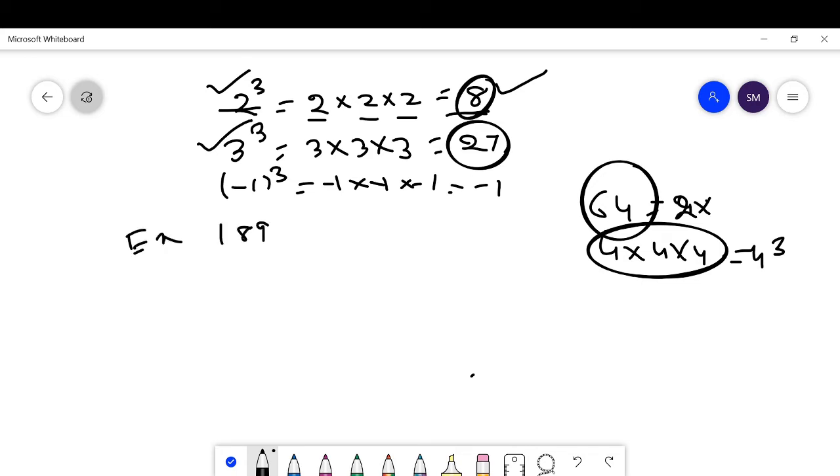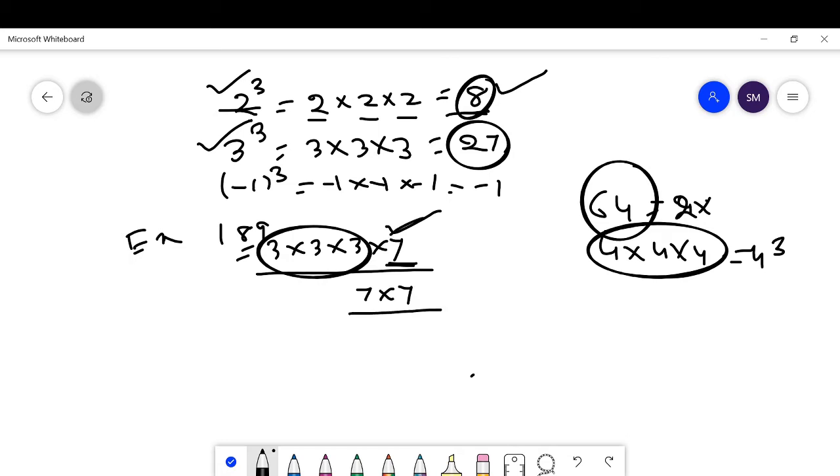Is 189 a perfect cube or not? At first prime factorize it. Then we get 3 into 3 into 3 into 7. Look here. At first prime factorize it and make triplets. This is a triplet but 7 doesn't have its triplet because it is alone. Then what do we need? We need 2 more 7s to make it a triplet.